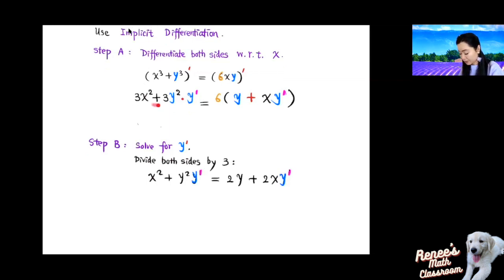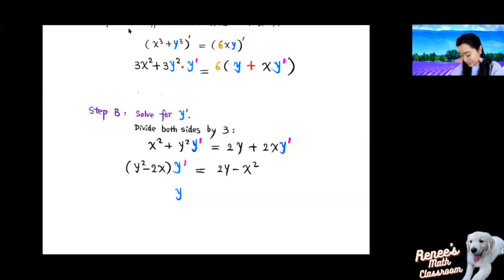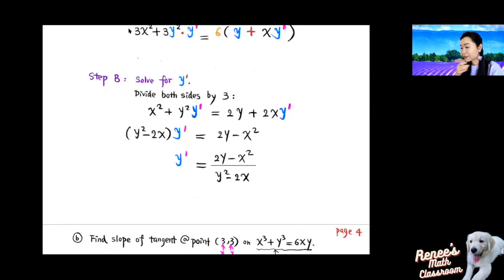You got this. Now you can solve for y prime. Go ahead and solve for y prime and see what you get. Let's subtract both sides by 2x y prime and put them together. So you have y squared minus 2x times y prime, and on this side you have 2y minus x squared. Now you divide both sides by y squared minus 2x. Then you're going to get 2y minus x squared over y squared minus 2x. So we have solved for y prime.